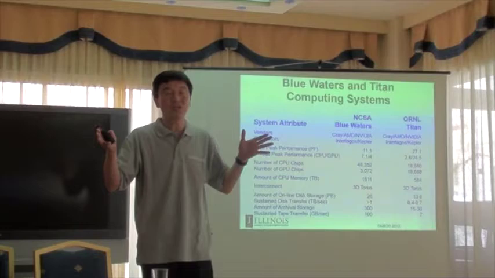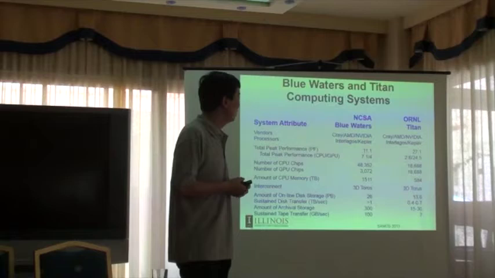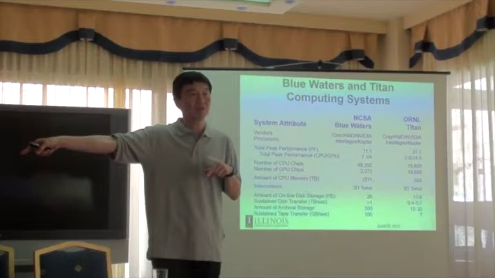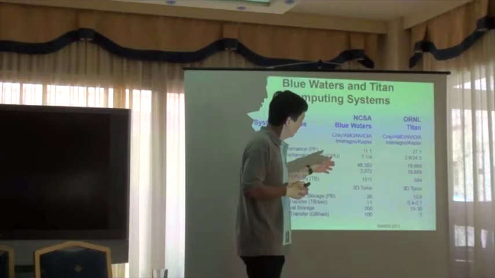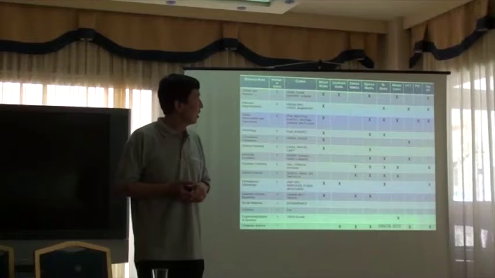If you compare the size of the machine, you will see that the machine actually has a lot more nodes than the Titan computer. It has a lot more memory. There are several applications that can only run on Blue Waters today compared to the Oak Ridge Titan computer. So this particular machine is now running 36 different application areas, and it's in full operation.